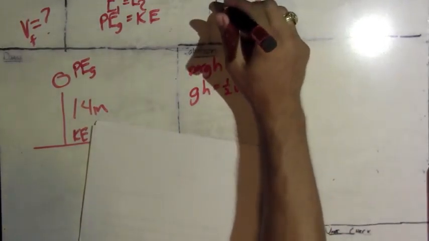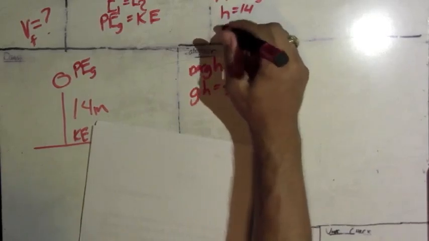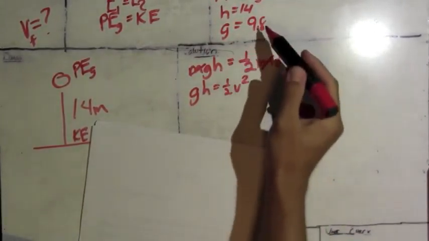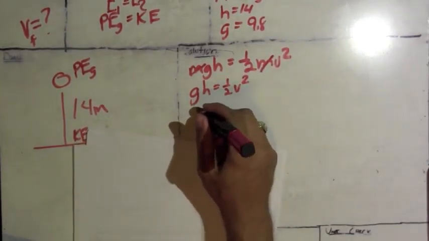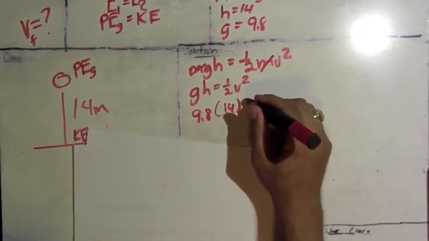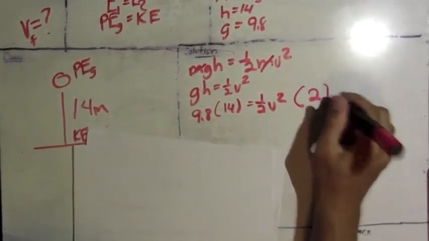Well, you are given the height. The height that was given to us was 14. You are given gravity, because we're going to assume that it's on Earth. And those are the only two factors that you need in order to solve for the velocity. So we can plug in, we can say 9.8 times 14 equals 1/2 V squared. Multiply both sides by 2.